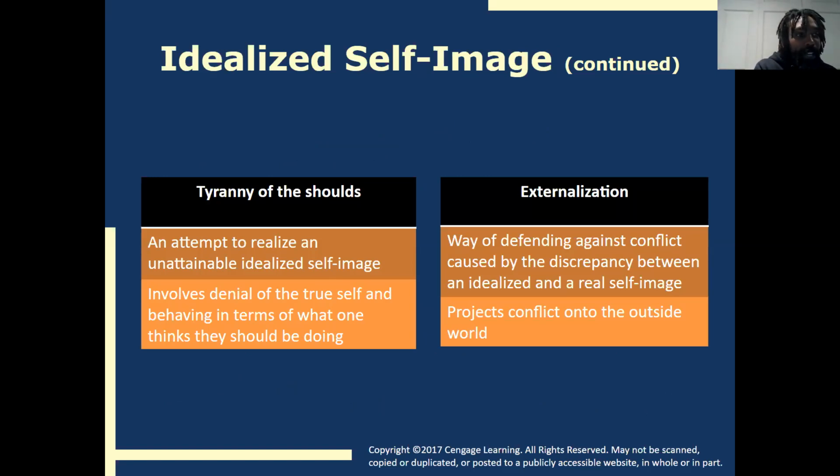So with that, in the idealized self-image, two important concepts within Karen Horney's theory. So you have the tyranny of the shoulds. An attempt to realize an unattainable, idealized self-image involves denial of the true self and behaving in terms of what one thinks they should be doing. So again, the tyranny of the shoulds involves denial of the true self and behaving in terms of what one thinks they should be doing.